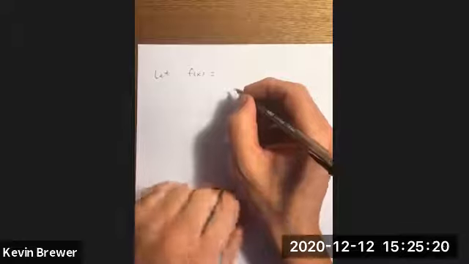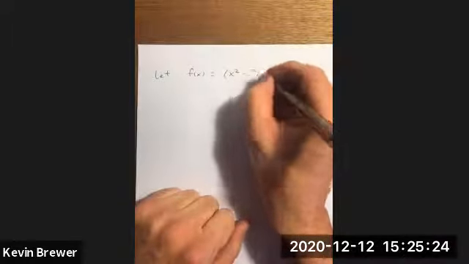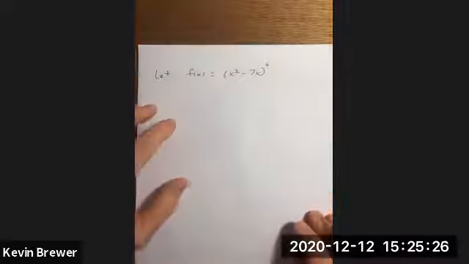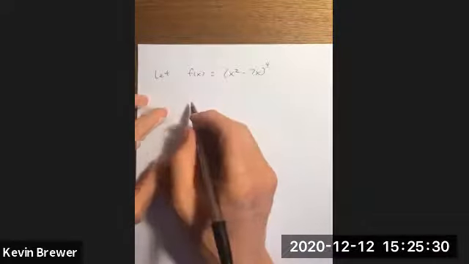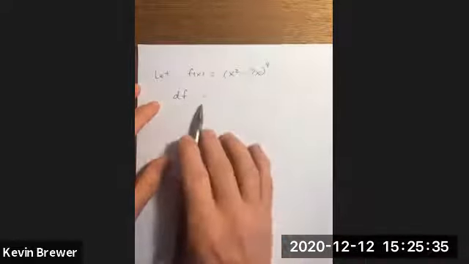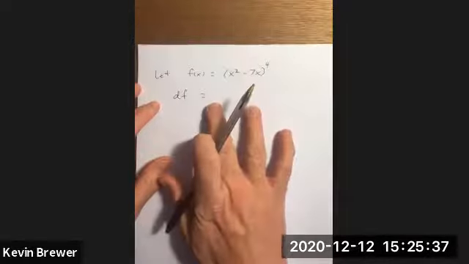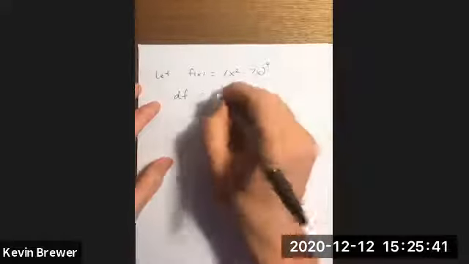Here's another one. Let f of x be x squared minus 7x to the 4th. Let's just go directly to df here. df is by definition f prime of x times dx. What's f prime of x? Let's bring the 4 down.